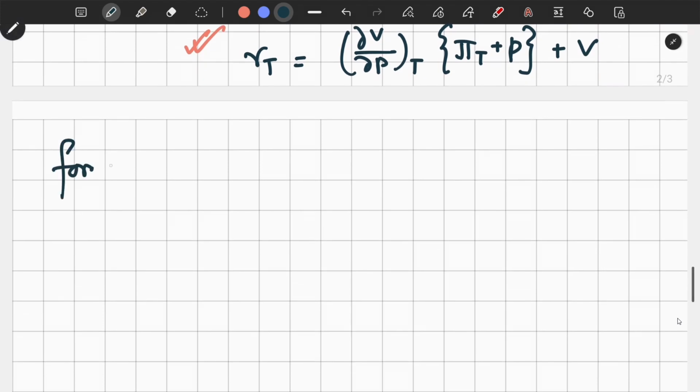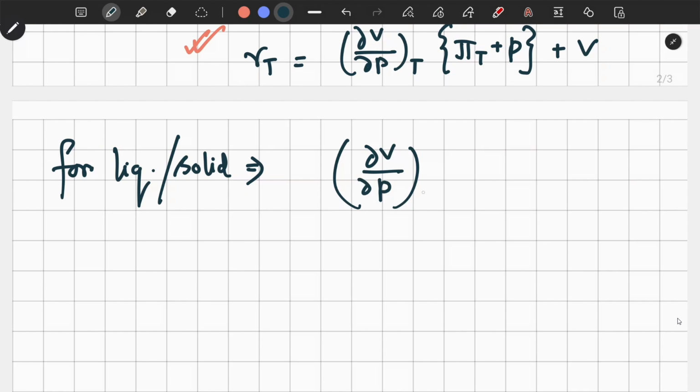For liquid and solid, del V del T will be 0. By changing pressure, can you change the volume of any solid or liquid? No, it is incompressible. So eventually gamma T will be the volume, not 0, the volume. But we are not interested in the case of solid or liquid. For solid and liquid, it is straightforward.